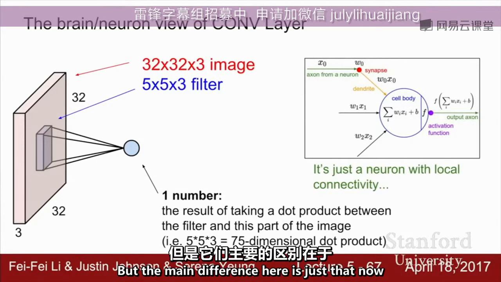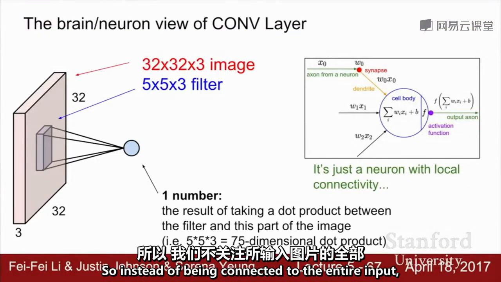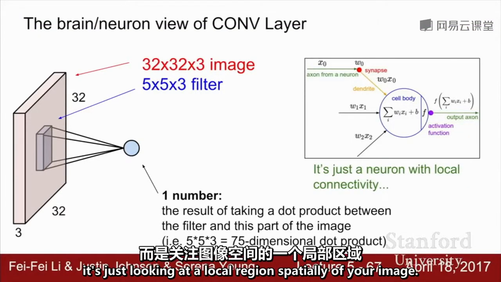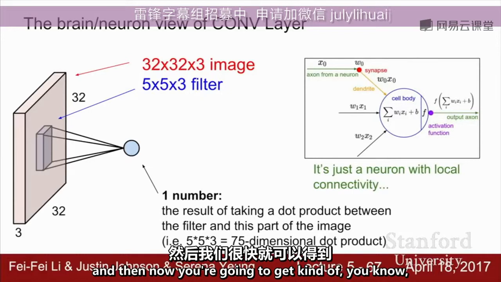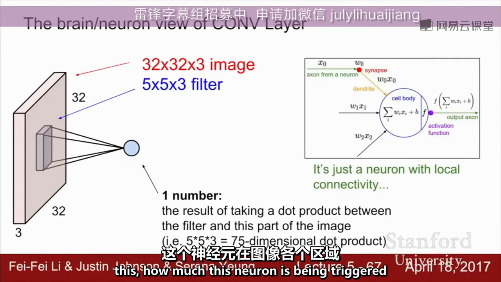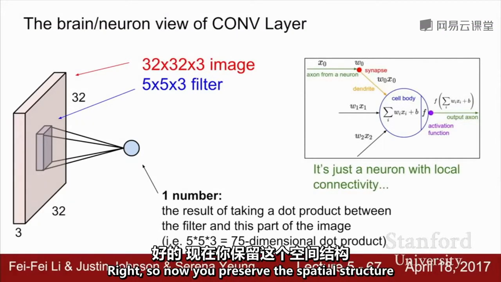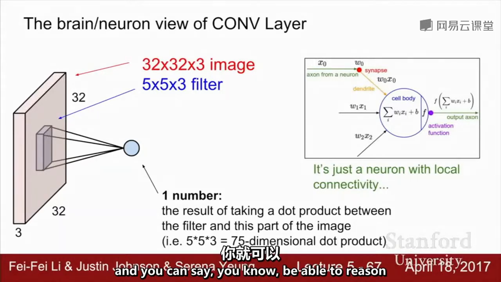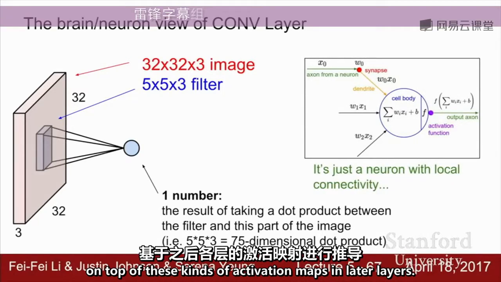But the main difference here is that your neuron now has local connectivity. Instead of being connected to the entire input, it's just looking at a local spatial region of your image. And so you get how much this neuron is being triggered at every spatial location in your image. Now you preserve this spatial structure, and you can reason on top of these kinds of activation maps in later layers.